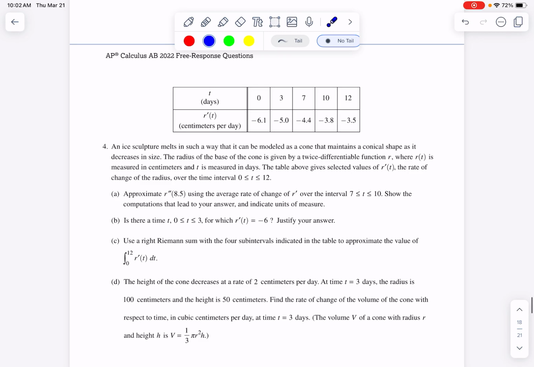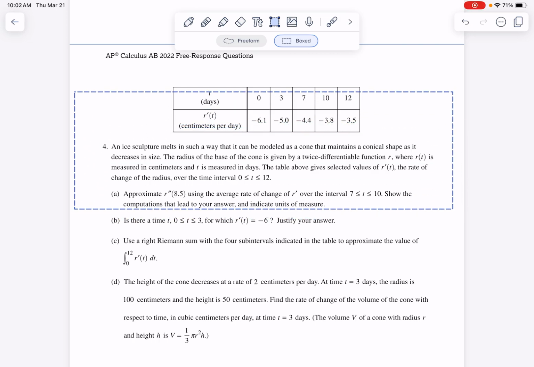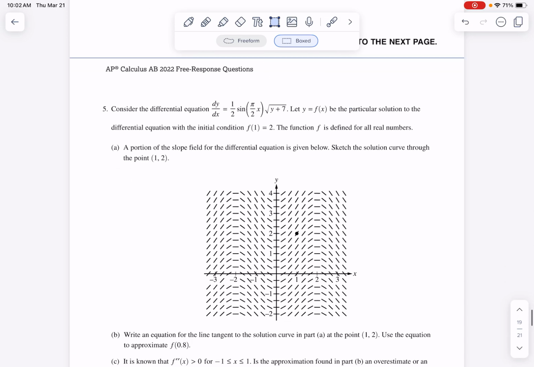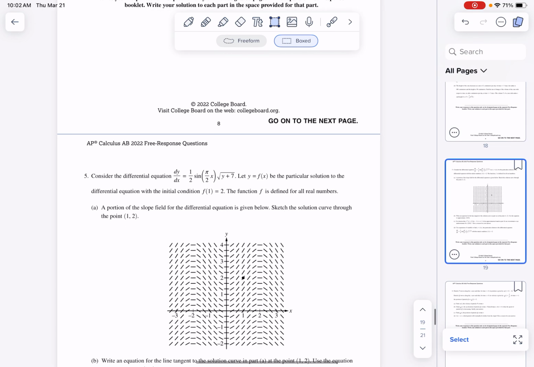Okay, problem number 4, we have a table. So an ice sculpture melts in such a way that it can be modeled as a cone that maintains a conical shape as it decreases in size. The radius of the base of the cone is given by the function r. r is measured in centimeters, t is measured in days, and we have a table for r prime. Okay. So let's just do this piece by piece. I'll add some pages here.